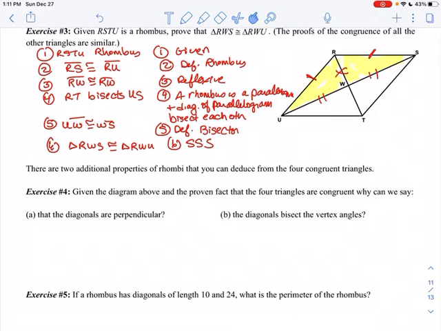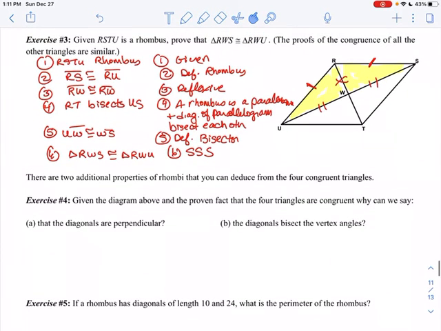congruent triangles. Given the diagram above and proven the fact that the 4 triangles are congruent, what can you say about the diagonals being perpendicular to each other? Well, the 4 angles created by the diagonals must be equal.